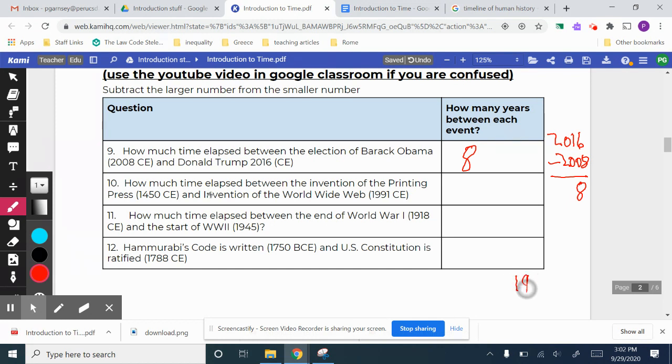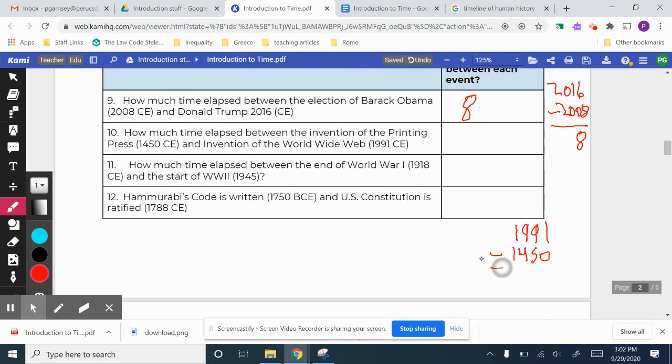Same thing, you take the larger number, subtract the smaller number, and this is where a calculator or some scrap paper comes in handy. Luckily, I don't have to borrow right now. So we can see that it was 541 years between the invention of the printing press and the invention of the World Wide Web.